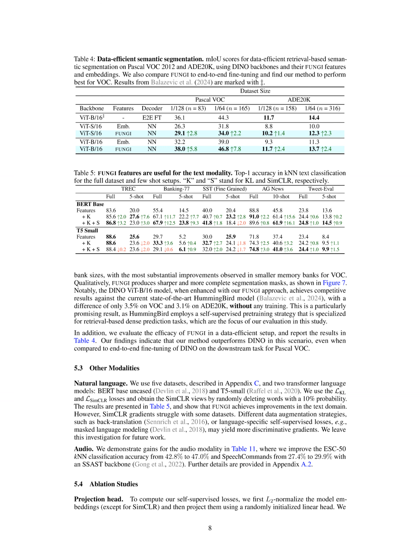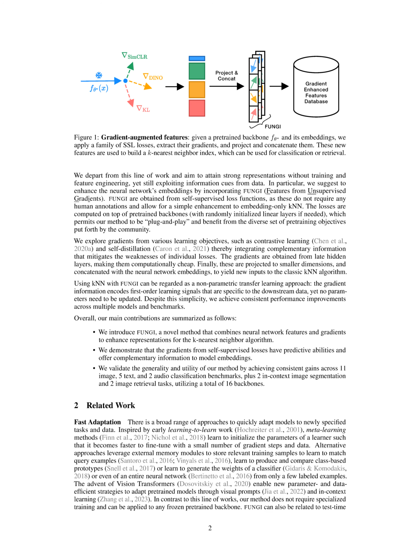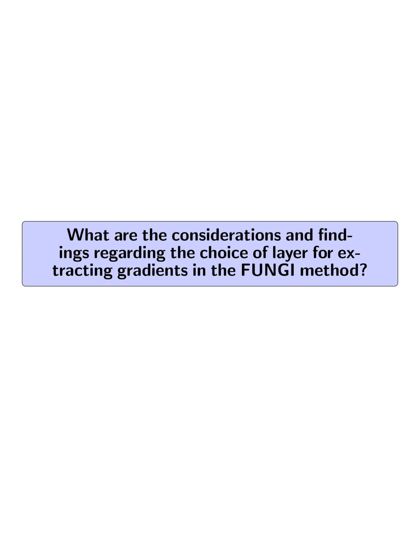Notably, FUNGI improved DINO's performance across all memory bank sizes, with the most substantial enhancements observed in smaller memory banks for VOC. Overall, FUNGI consistently provided performance improvements across various benchmarks and tasks, showcasing its effectiveness in enhancing representations for the k-nearest neighbor algorithm. What are the considerations and findings regarding the choice of layer for extracting gradients in the FUNGI method?